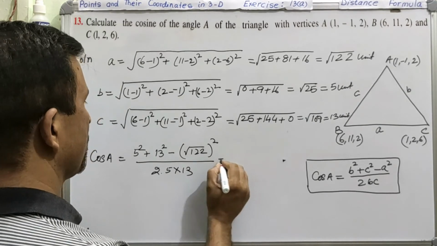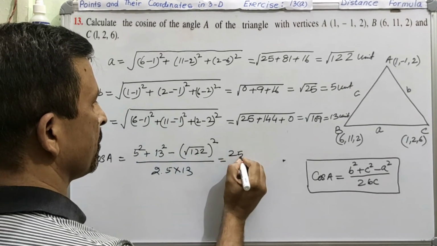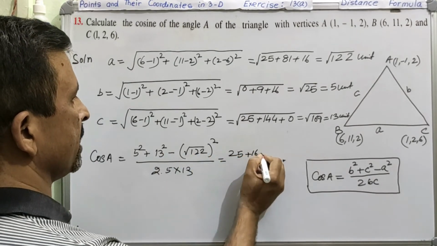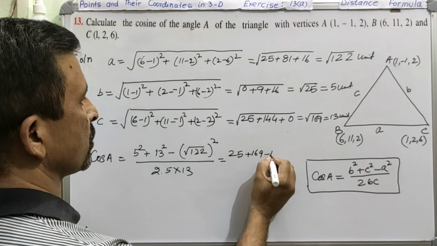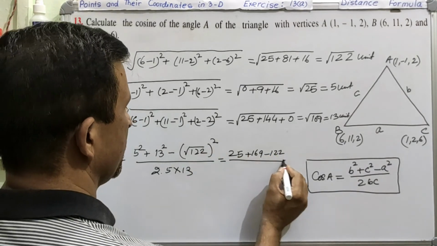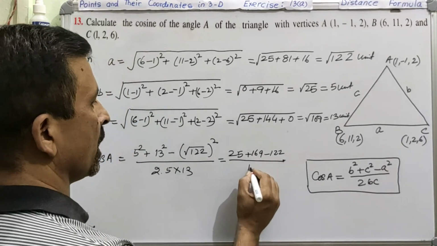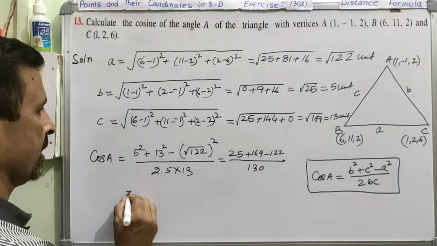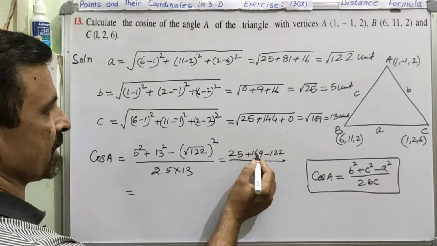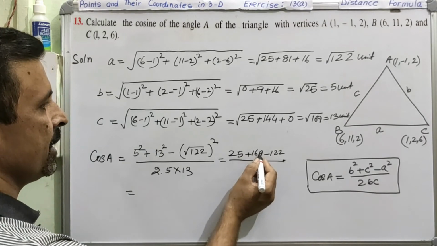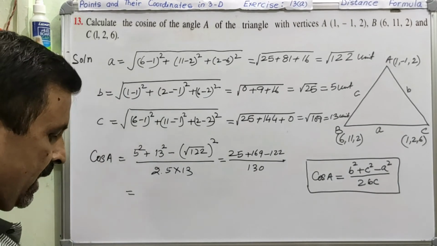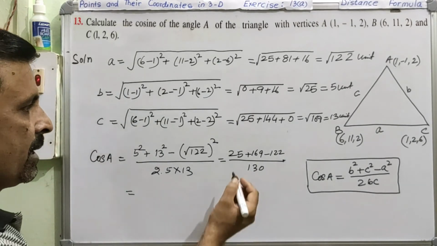So this becomes 5 square means 25. Then 13 square means 169. And this will become minus 122, because the square and square root sign will cancel, so this number will remain as it is. Now 2 into 5 into 13 is 130. Now let us calculate this. 25 and 169, these two are positive, so first of all we'll add these two. Or you can use the calculator and directly write the value. Is this very clear? Anyway, let us add these two.